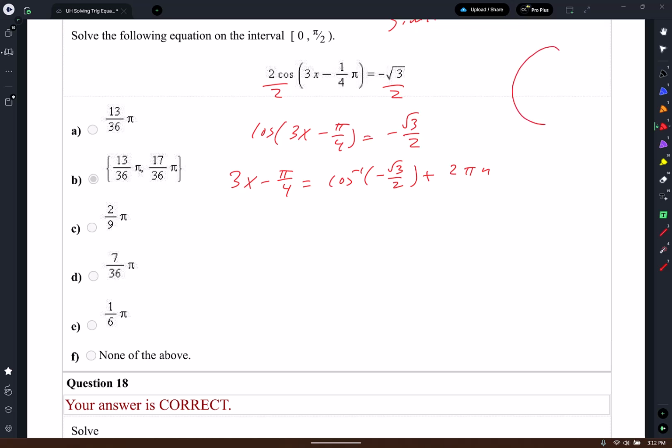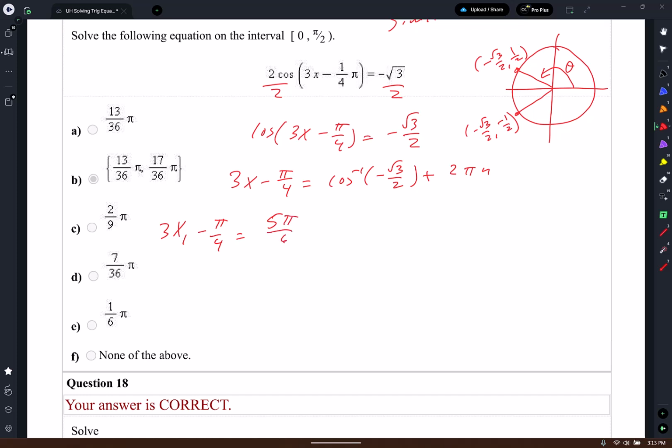All right, on the unit circle, because all these have been perfect coordinates. On the unit circle, where is cosine of negative square root of 3 over 2? What happens in quadrant 2? Right here. Negative square root of 3 over 2, comma half. And it happens in quadrant 3, right here. Negative square root of 3 over 2, comma negative 1/2. So I'm going to write it like this. 3x1 minus pi over 4 equals, what's the one in quadrant 2? This radian? Yeah. 5 pi over 6 plus 2 pi n, semicolon, 3x2 minus pi over 4 equals, what's the one in quadrant 3? Plus 2 pi n.